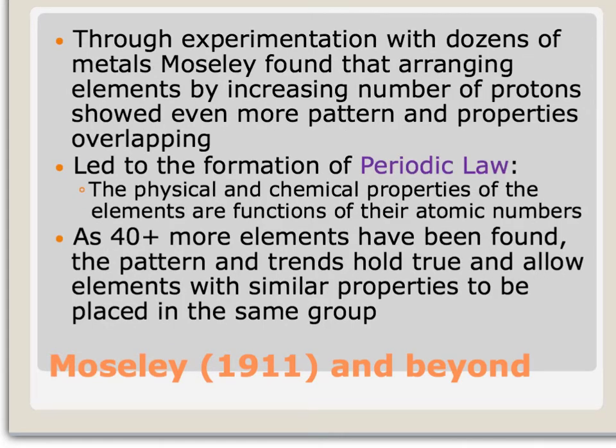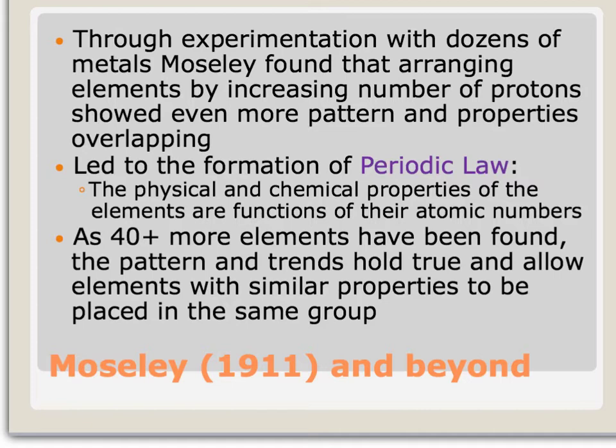In the couple of decades after the publication of Mendeleev's periodic table, a gentleman named Moseley, who was, I believe, a British scientist, was working with metals primarily. And after experimentation with dozens of different kinds of metals, he found that it made a little bit more sense to arrange the elements by increasing number of protons, so by atomic number rather than by atomic mass. And when he did that, and he did a little bit of restructuring of the table, he found that there were even more patterns and even more overlap in chemical properties.